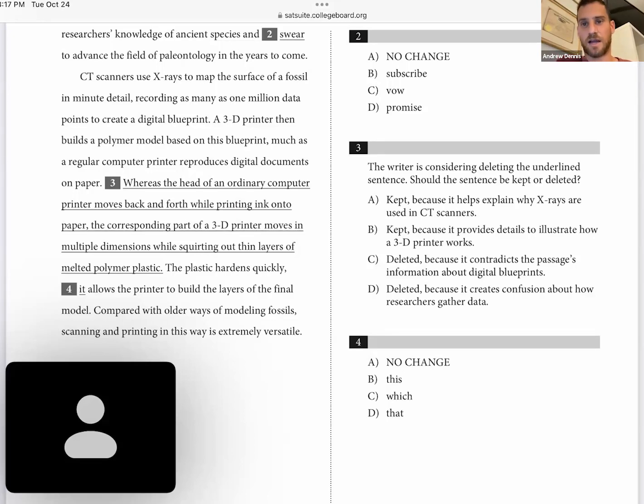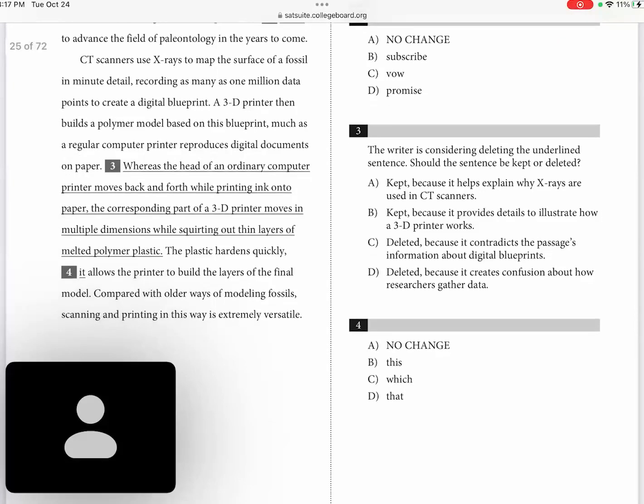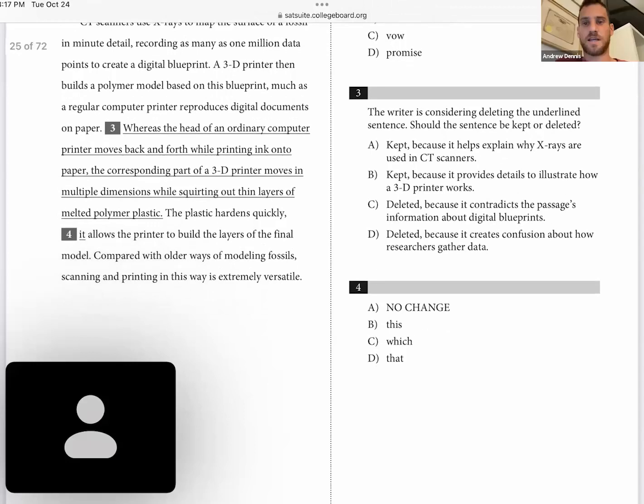Which allows the printer, not it allows, not this allows. Those wouldn't be, none of them would be complete sentences. The plastic hardens quickly, that allows, this allows, it allows, nothing. It has to be which allows. Good job. Compared with the older ways of modeling fossils, scanning and printing in this way is extremely versatile.